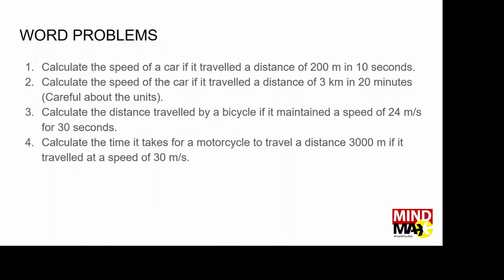So, word problems. Let's say I'll solve a few of them. Let's say I want to find the speed of a car which is traveling a distance of 200 meters in 10 seconds. So the formula was distance divided by time taken. So distance is 200 and time is 10. So 200 meters by 10 seconds comes to 20 meters per second.